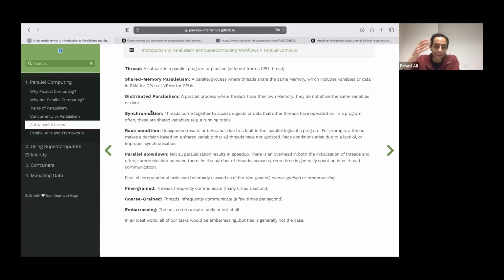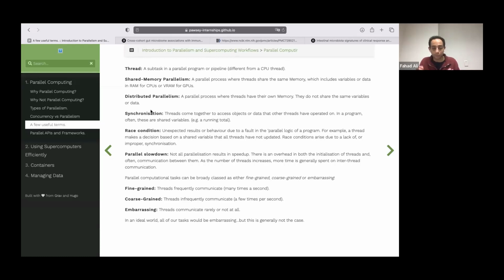Embarrassing is actually what we want. Embarrassing sounds like a bad thing, like, oh, I'm a bit embarrassed about this, but actually in the context of parallelized computing, embarrassing is good. So fine-grained parallelization means that you have threads communicating very frequently. So many times a second, the threads are checking in with each other, okay? Coarse-grained is when the threads communicate infrequently. And embarrassing is when the threads communicate very rarely or not at all.